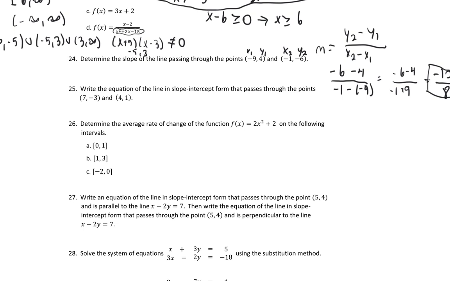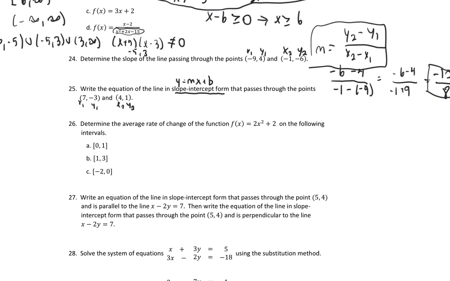Write an equation of the line in slope-intercept form. Fancy way of saying y equals mx plus b. That passes through the points 7, minus 3, and 4, 1. So the first thing I do is find our slope. Well, we just talked about our slope equation. It's y2 minus y1 over x2 minus x1, with x1, y1, x2, y2.